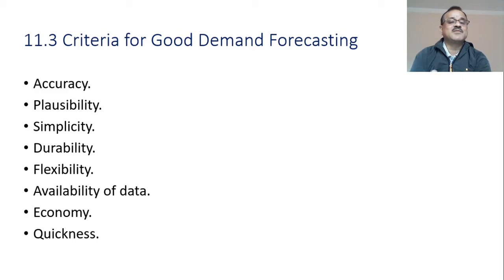And that method must be very much simple. That is called simplicity. And durability. The relationship between the variables, different variables like income and expenditure of the public, that must be durable. Durable relationship must be there. Flexibility, the feature of flexibility is also needed while forecasting demand. So if we forecast a certain quantity to be demanded in the market, that can be made flexible according to the requirement. Availability of the data, appropriate data must be there.